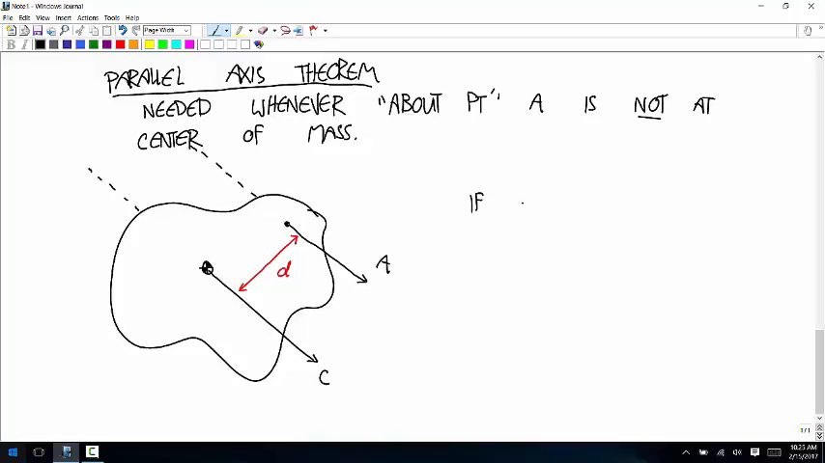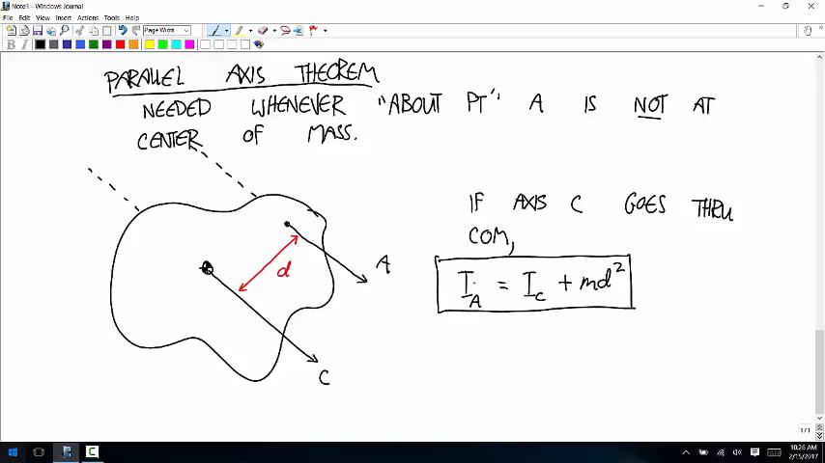And if the axis C goes through the center of mass, then the moment of inertia about A is equal to the moment of inertia about C plus md squared, where m is the mass of the body and d is the distance between those two parallel axes.